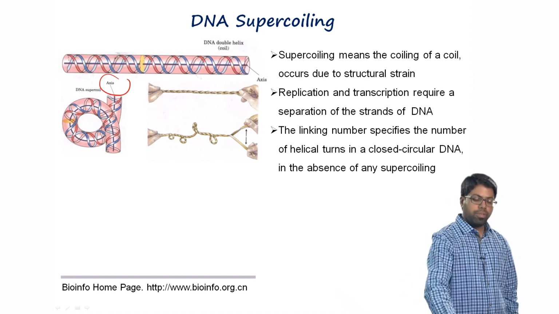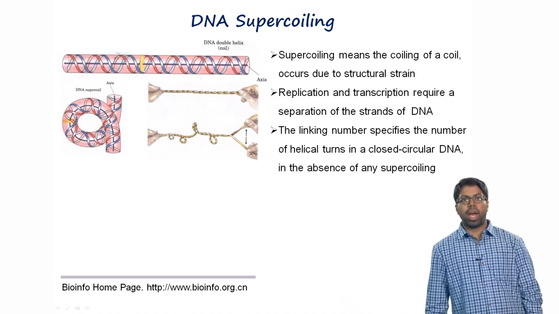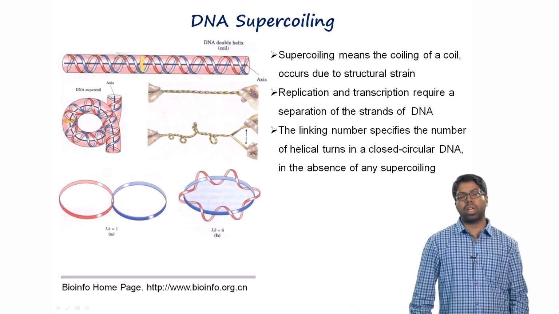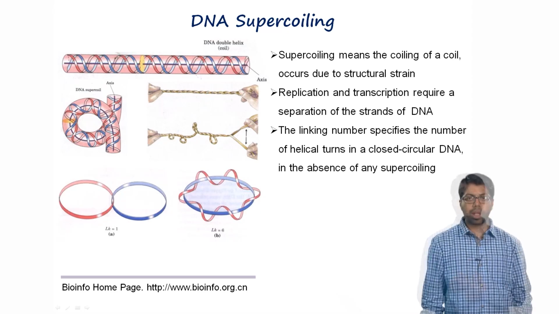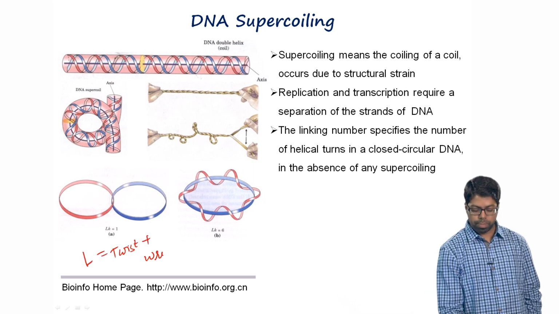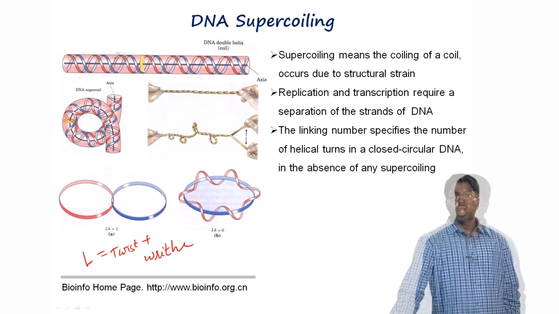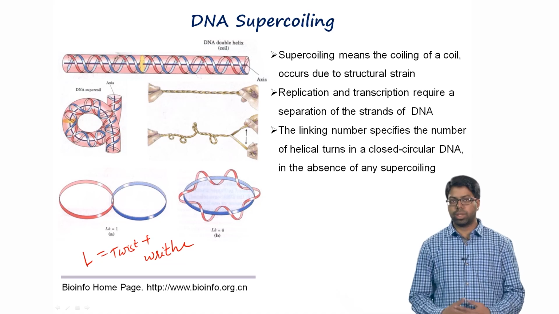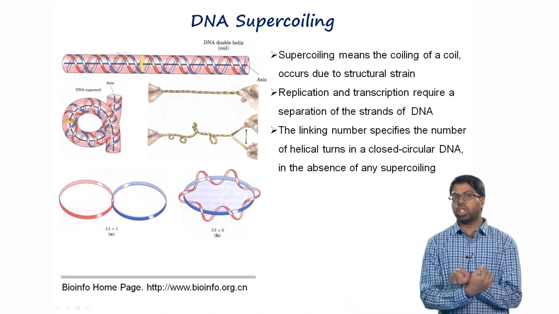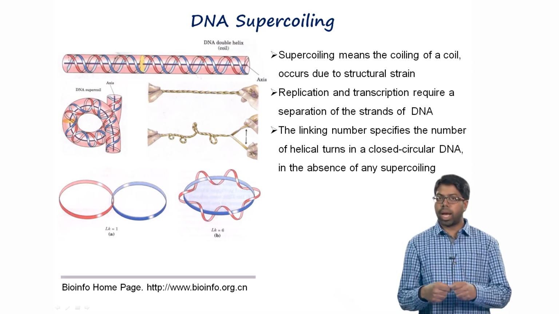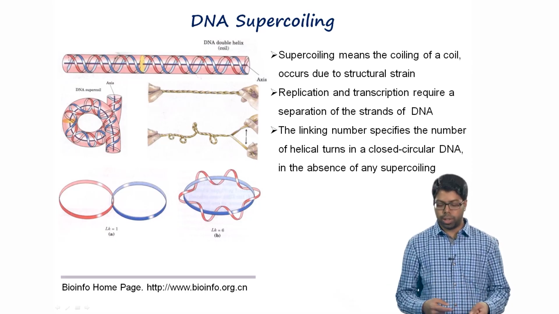Let me make you familiar with this supercoiling concept by another term called linking number. So linking number is the number of times that one strand passes over the other. So linking number is the sum of twist plus writhe. Twist is the number of helical turns, whereas writhe is the number of superhelical turns. You can perhaps think of twist as passing over of strands within the helix itself, whereas writhe as passing over of strands when one helix crosses over the other.